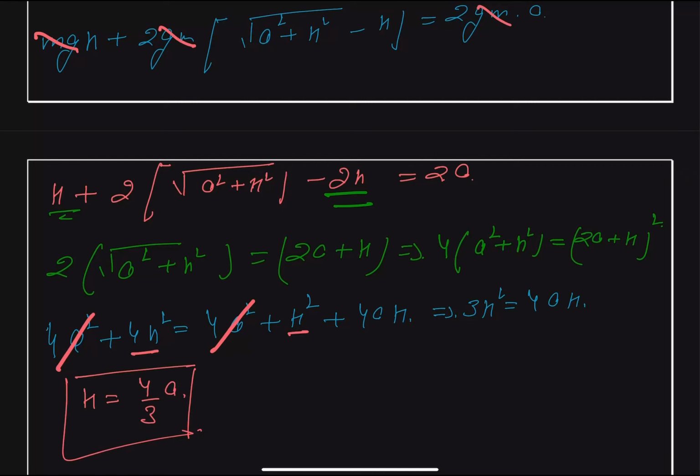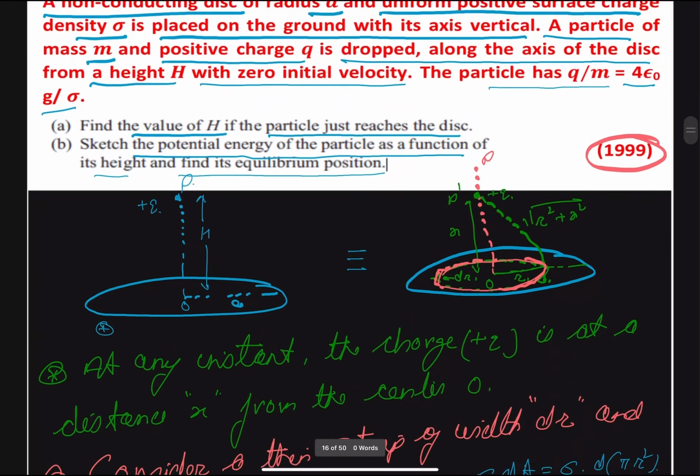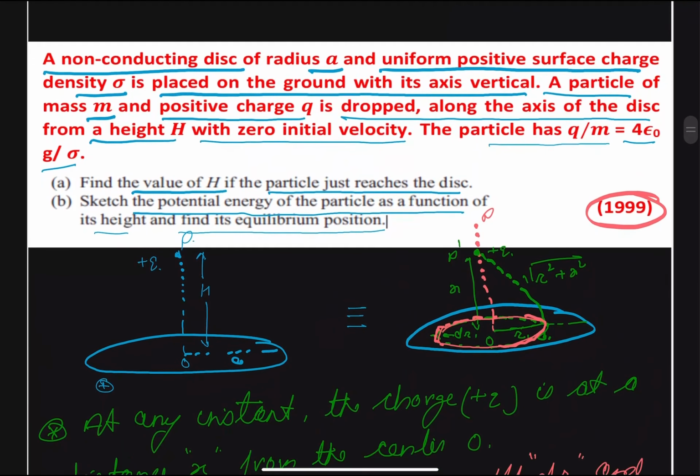Obviously, if we take h as common, the h cannot be equal to 0, because if height is 0 then the entire question becomes fictitious. That doesn't help. So we get h is equal to 4 by 3 a. So this is our part A, and part B states that sketch the potential energy of the particle as a function of this and find its equilibrium position.